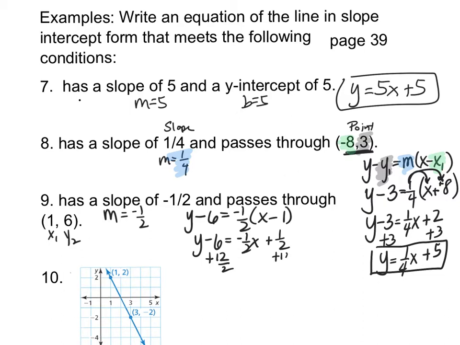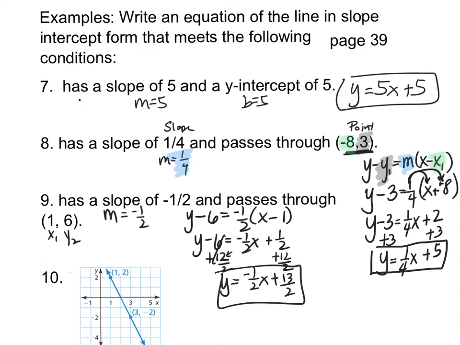Why'd you do that, Miss Bibb? You need to have a common denominator. 2 is the denominator. 6 times 2 is 12. 12 divided by 2 is 6, so I did do that accurately. So y is going to equal negative 1/2 x plus 1/2 plus 12 halves, which is 13 halves.